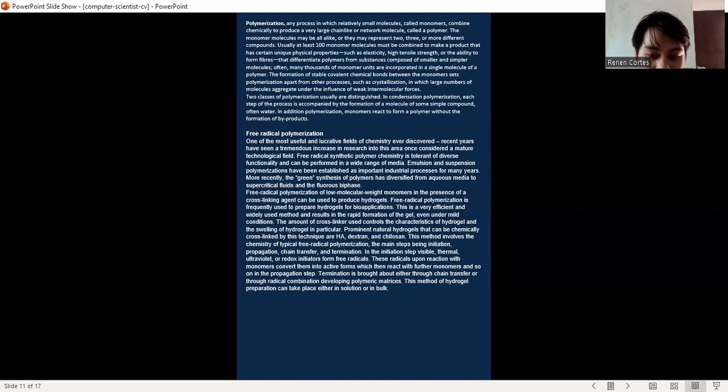In the initiation step, visible, thermal, ultraviolet, or redox initiators form free radicals. These radicals, upon reaction with monomers, convert them into active forms, which then react with further monomers, and so on in the propagation step. Termination is brought about either through chain transfer or through radical combination developing polymeric matrices. This method of hydrogel preparation can take place either in solution or in bulk.